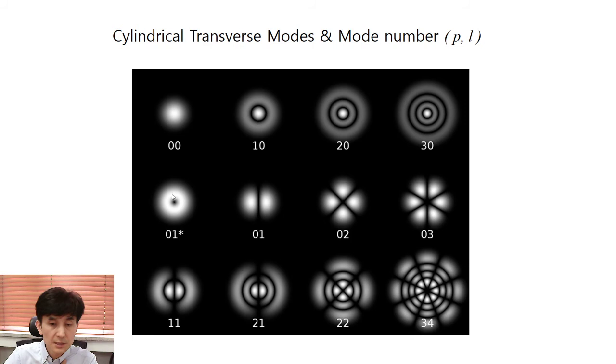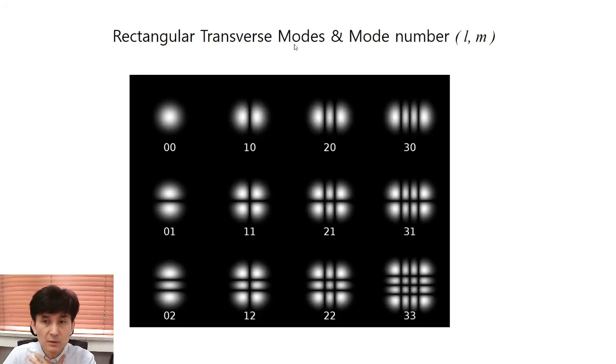This is a superposition of this with another of this rotated by 90 degrees. So if we have this one plus the 90 degree rotated one along the theta direction, then we have this mode. This is a superposition of this with another one rotated by 90 degrees. These are the cylindrical transverse modes.